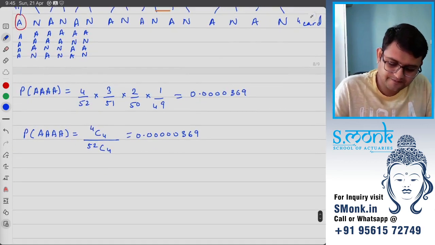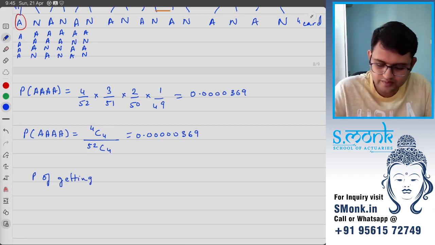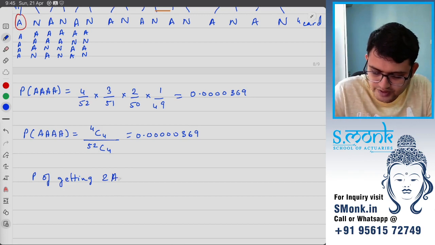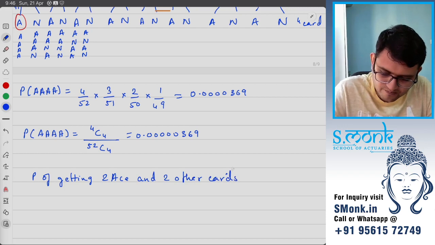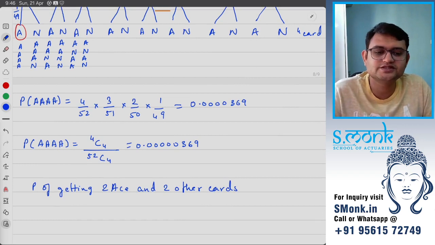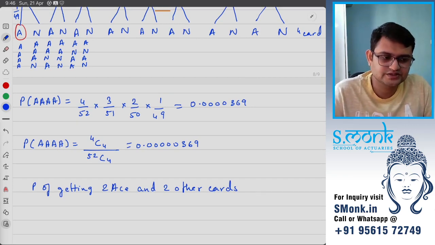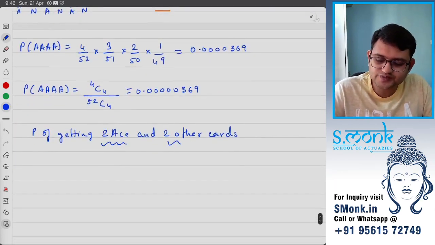Now let's say in this part I asked you to calculate probability of getting 2 aces and 2 other cards. So I'm talking about getting probability of 2 aces and 2 other cards. Now I'm not specifying in what arrangement I want them.